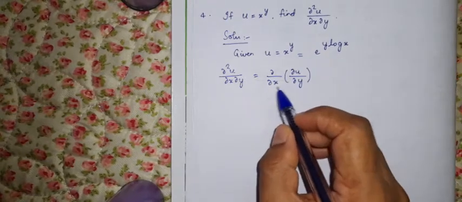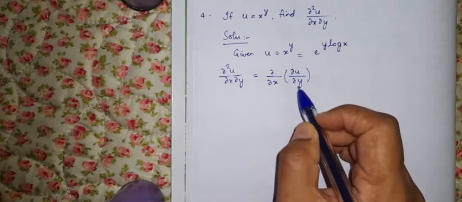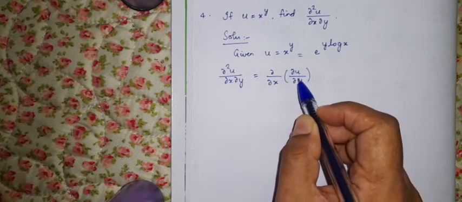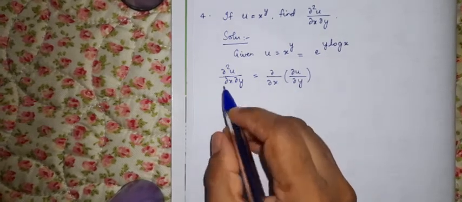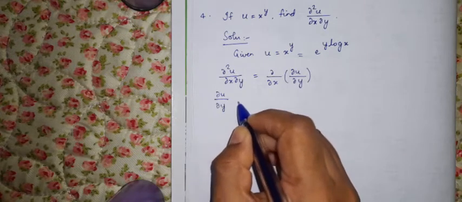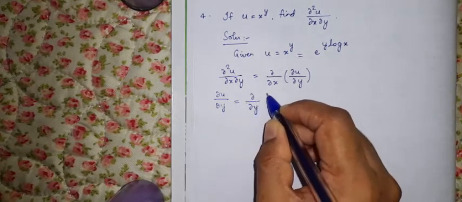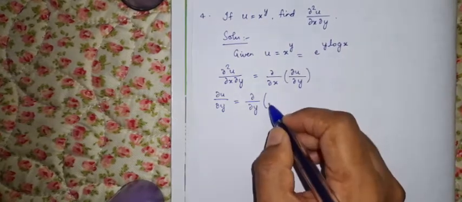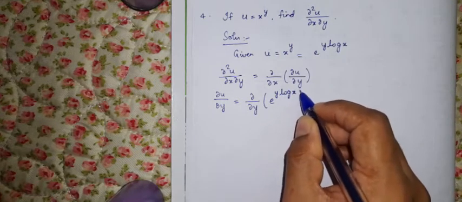So we have to find this. For that, find ∂u/∂y first, then differentiate that value with respect to x again. So let's find ∂u/∂y. ∂u/∂y is equal to ∂/∂y of, instead of this u, we have e^(y log x).